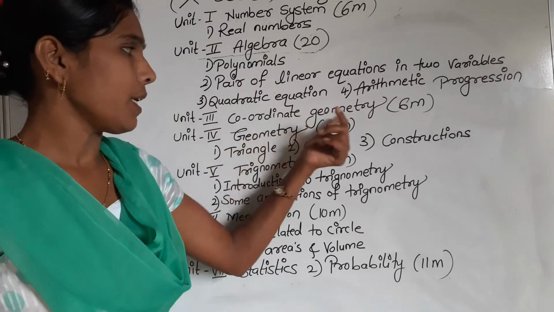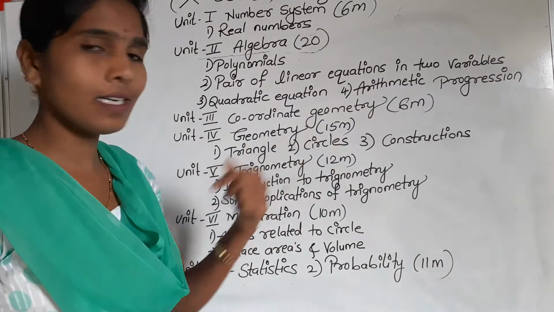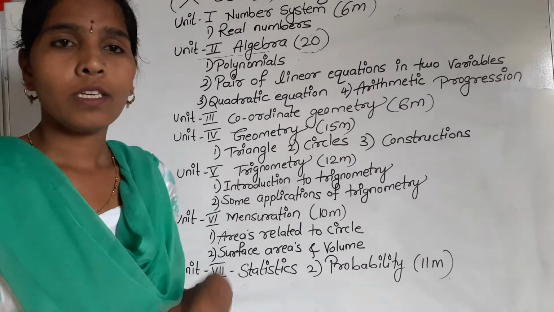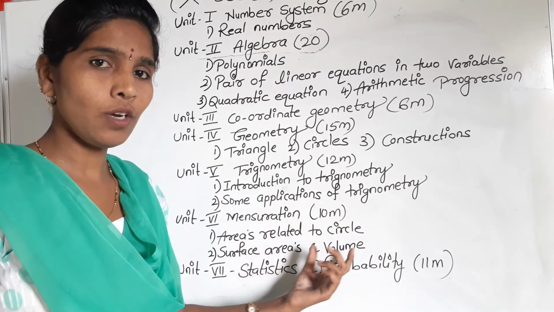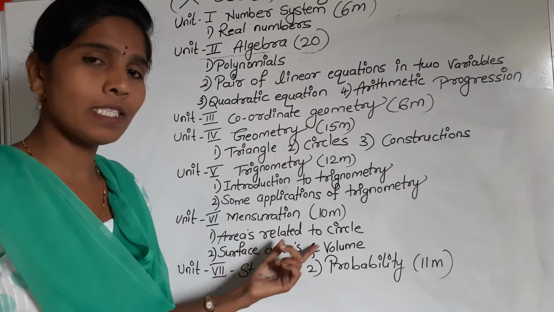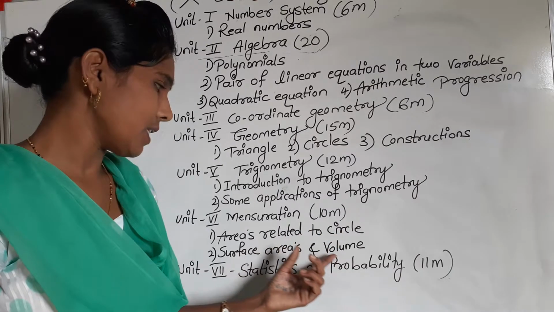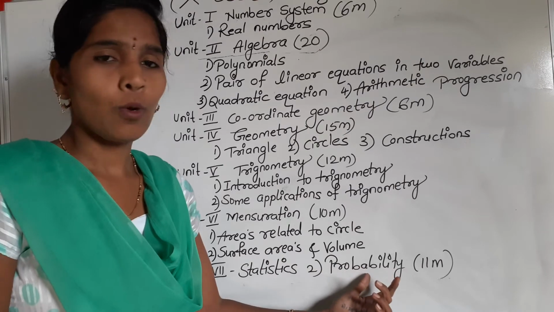Unit 3 is coordinate geometry. Unit 4 is geometry, in that triangles, circles and construction. Unit 5 is trigonometry, introduction to trigonometry and some applications of trigonometry. Next, unit 6 is mensuration, areas related to circle, surface areas and volumes. Unit 7 is statistics and probability.